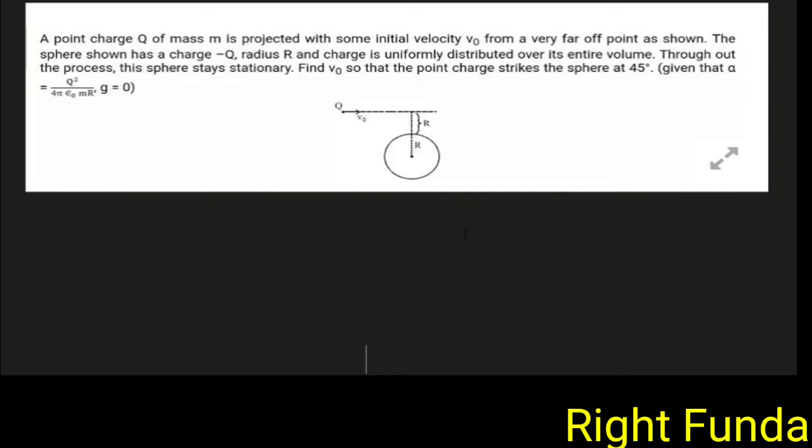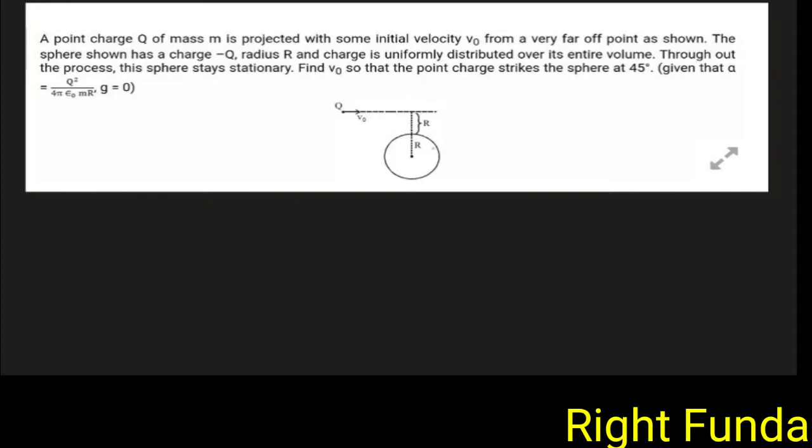So the question is, you will see this is our sphere, and this sphere has charge q, and another charge Q moves from here, comes and strikes this sphere at a 45-degree angle. So once you read the question, now you start solving the problem. You can pause the video, and after you have completed or tried solving the problem, you can resume the video and see.